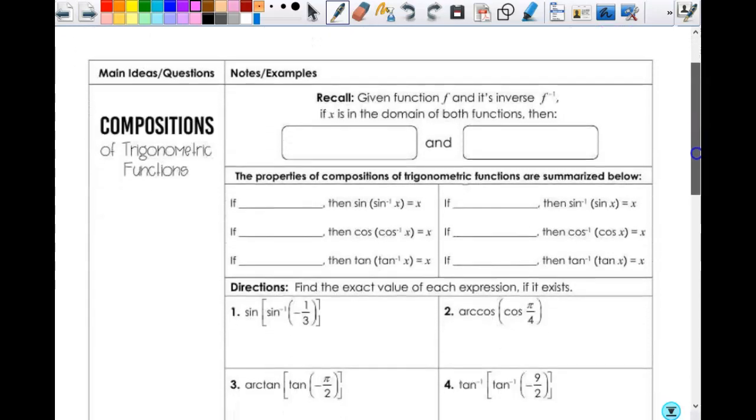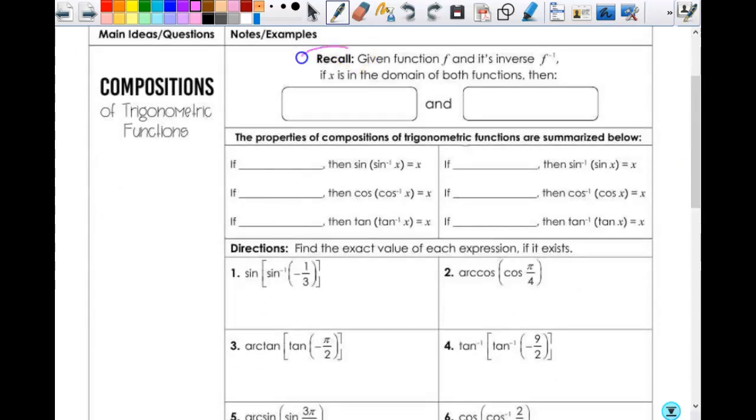So it says recall, meaning that we already know this. Given the function f and its inverse f inverse, then if x is in the domain of both functions, this is what's important. It has to be in the domain of both functions for this to work just right out as it looks. So if I take the inverse of f of x, then that gives me x. And if I take f of its inverse, it should give me x.